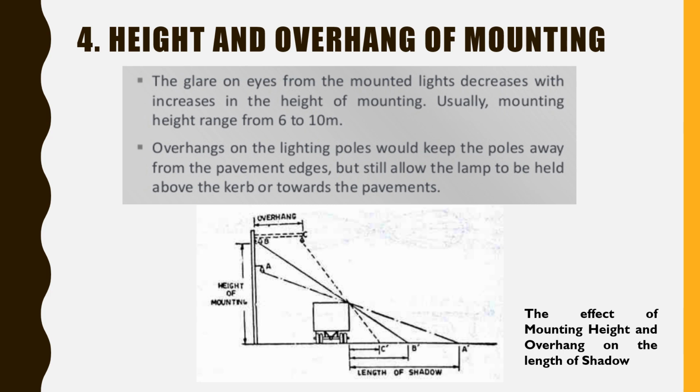Now in this diagram it is shown what happens if you keep the light too close to the mounting. Here, position A is too close, and this is the length of the shadow. It is too big. Now, if you keep the lighting position at position B, the length of the shadow will reduce further, but still it is more. So that is the purpose of overhang: to decrease the length of shadow of a vehicle. That is the thing that we must keep in our mind.